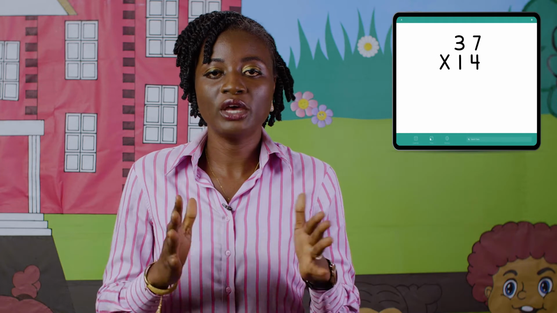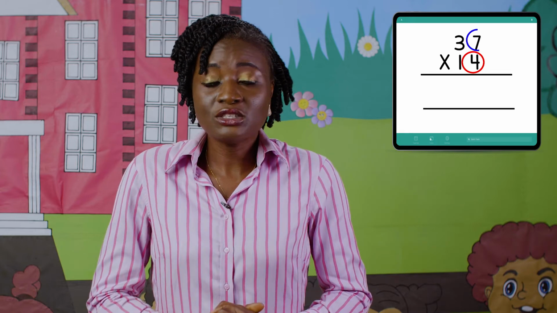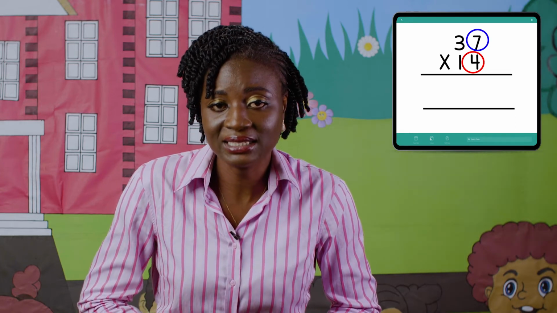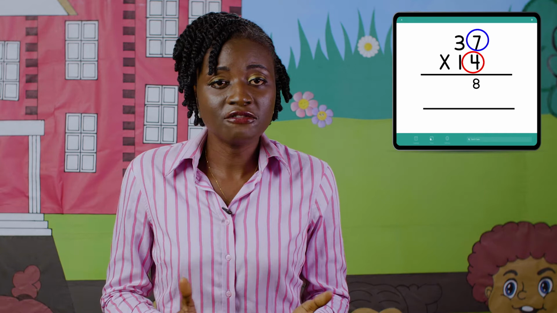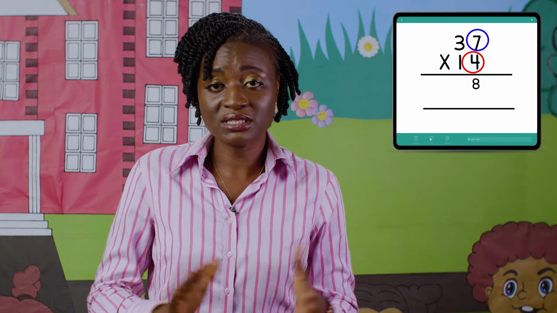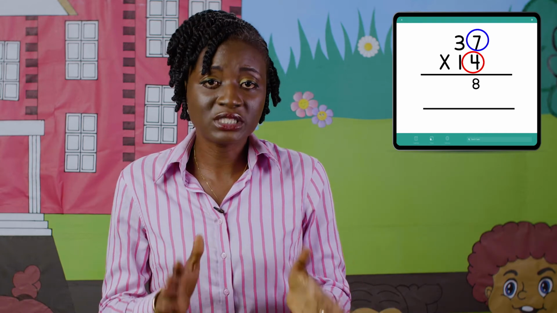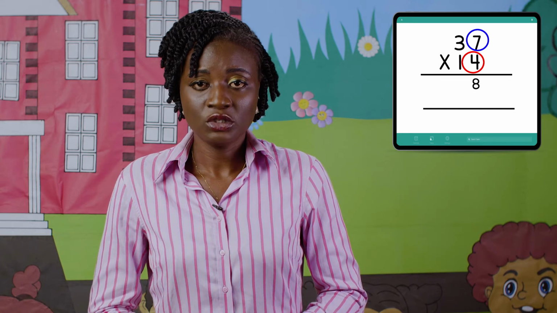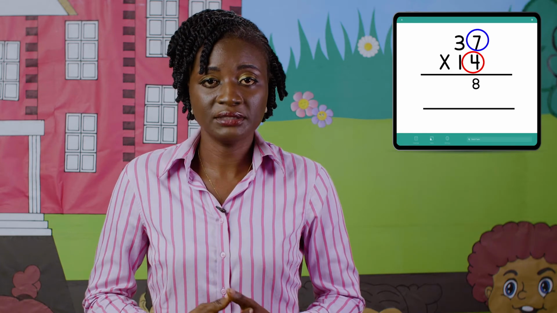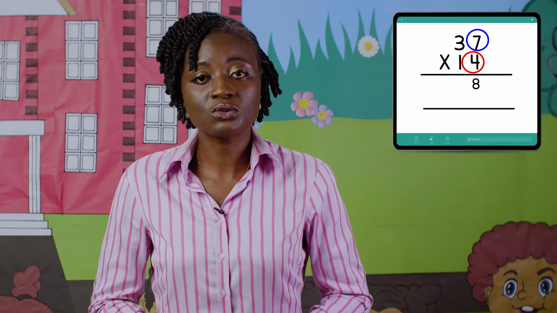So we have 37 multiplied by 14. We are using the long multiplication method. So 7 times 4 is what? 28. Do not forget, multiplication becomes easier when you know your multiplication table. So you are not going to be struggling. So 7 times 4 is 28.